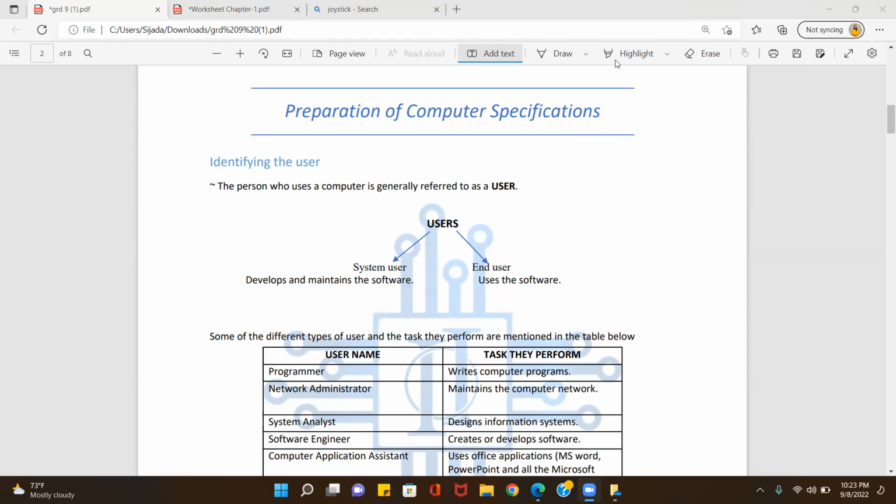End user is the person who uses the computer for his day-to-day tasks, like us. Now we are end users. If I am a software engineer, then I am a system user. If you say I'm a game developer or a web developer or a software engineer, then I am a system user. Now I am a teacher, I am the end user. You're a student, you're an end user. You're not doing anything to the computer. You're not designing software or maintaining software. You're just using the computer. So if you're using the computer, you're an end user.